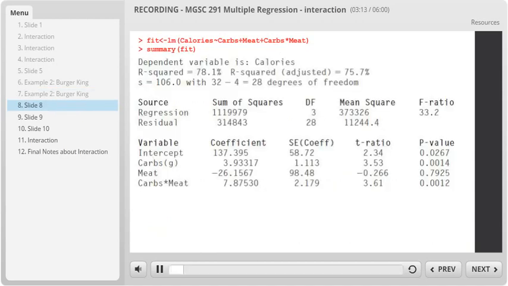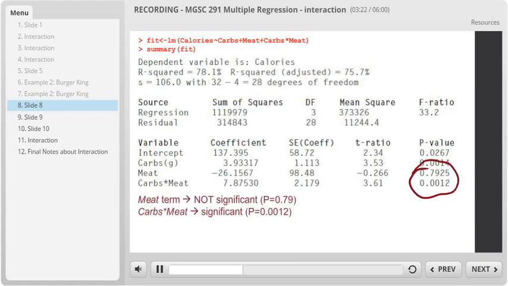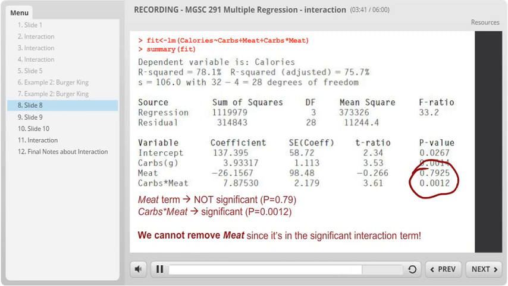Here's the output of our regression model of calories on carbs and meat, along with an interaction term of carbs times meat. Note that the predictor meat is not significant, but the interaction term carbs times meat is significant. Because the interaction term of carbs times meat is significant, we cannot remove the meat term even though it is not significant on its own, because it is part of the interaction term. Thus, we will keep all three terms in our model.